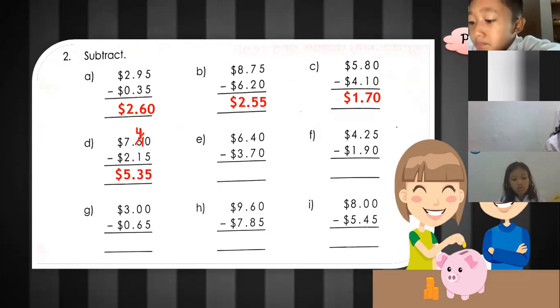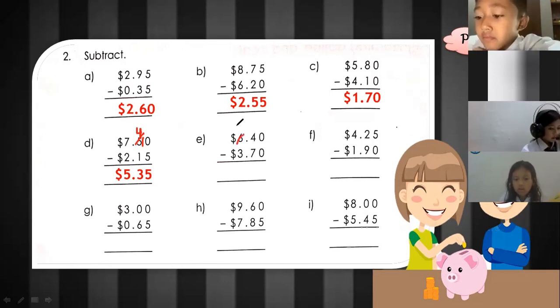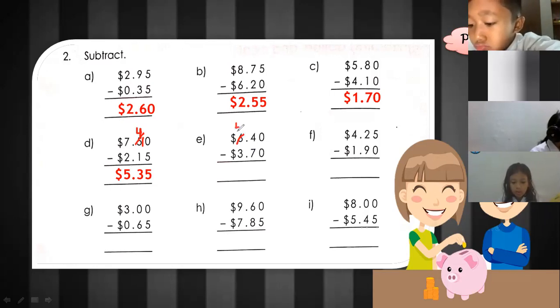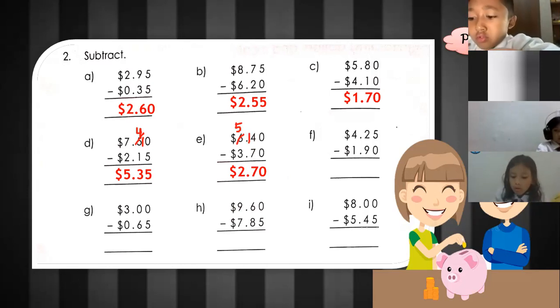Girls? Come on, girls. 0 minus 0 equals to 0. 4 minus 7, can you minus it? Cannot. So you can borrow from 6. 6 becomes 5. 4 becomes 14. 14 minus 7 is 7. 5 minus 3 is 2. So $2.70. Very good, girls.